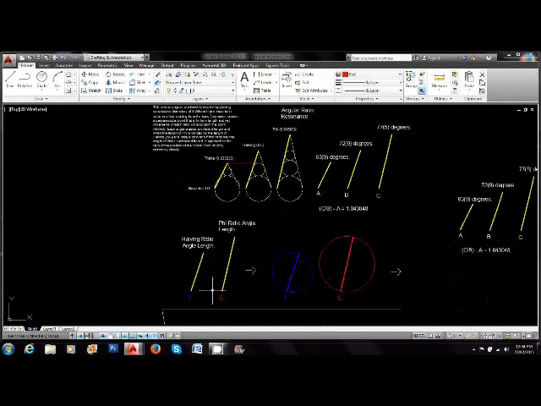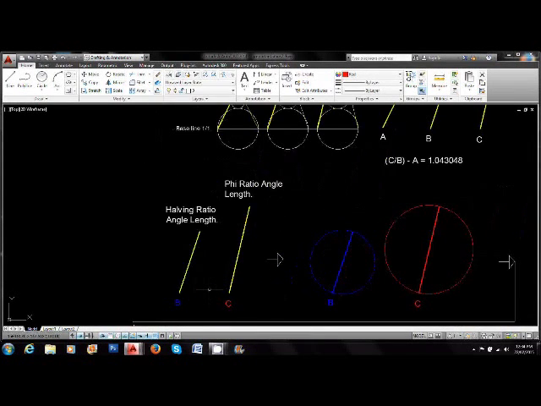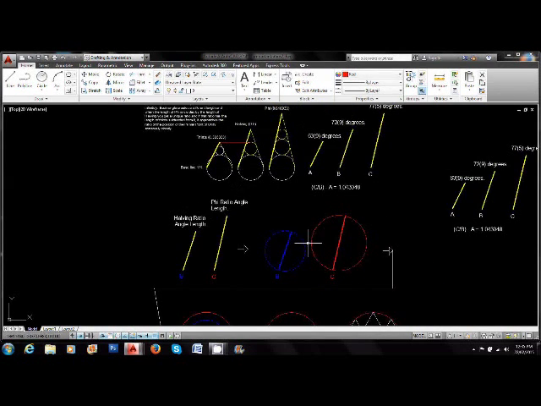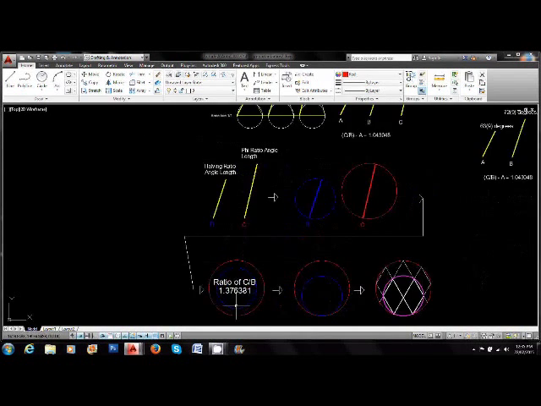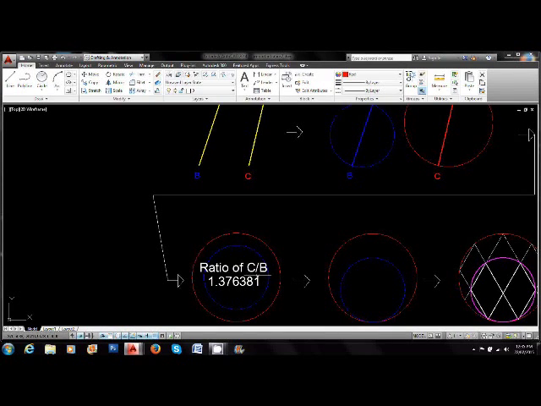Okay, the first thing I found was that I took C, the length taken from the phi ratio angle, divided that by the halving ratio angle length. So there it is there, C and B as circles, C and B, C divided by B, 1.376.